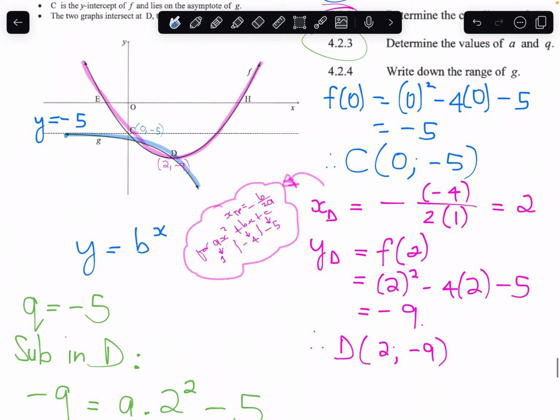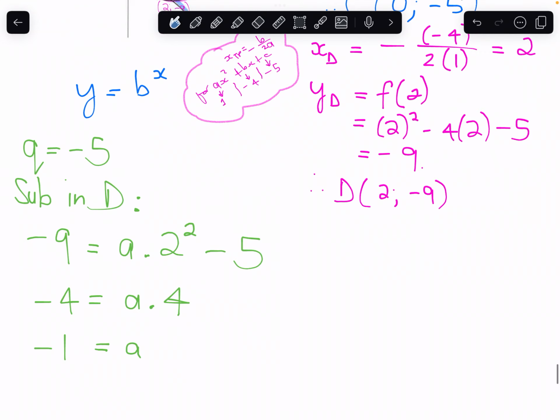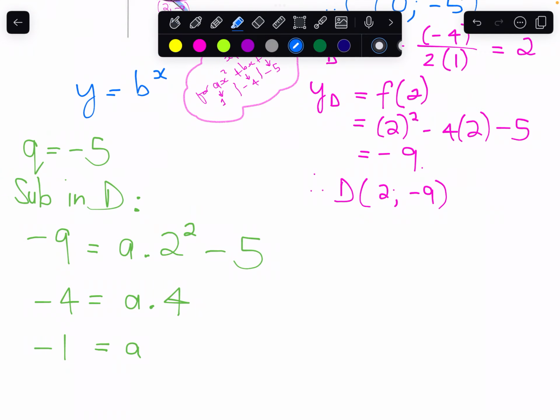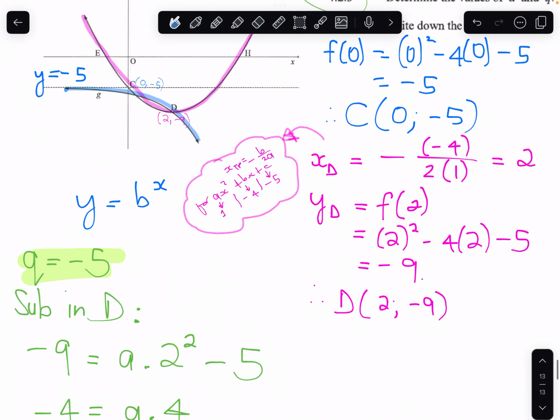Right, which we expect, right? The moment our exponential is underneath the asymptote as opposed to on top, we know that our A is a negative number. So we have these two as our answers. Q is equal to negative 5 and A is equal to negative 1. Just checking real quick. Yes, A is equal to negative 1 and Q is equal to negative 5. Perfect.